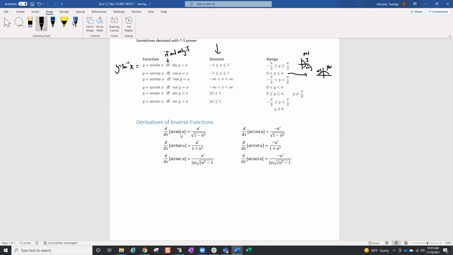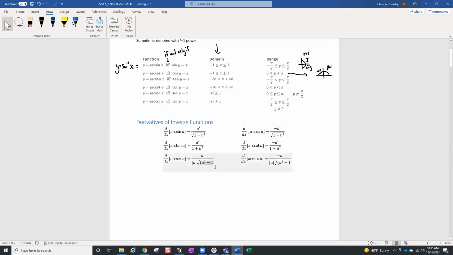The derivative of the arc sine of u: the derivative of u divided by the square root of 1 minus u squared. Derivative of the arc tangent: derivative of u in the numerator, and the denominator 1 plus u squared. Arc secant: in the numerator, derivative of u, right? So derivative of the inside. And in the denominator, the absolute value of u times the square root, and a parenthesis is missing. Oh, guess what? I could type that in because that's actually typed.